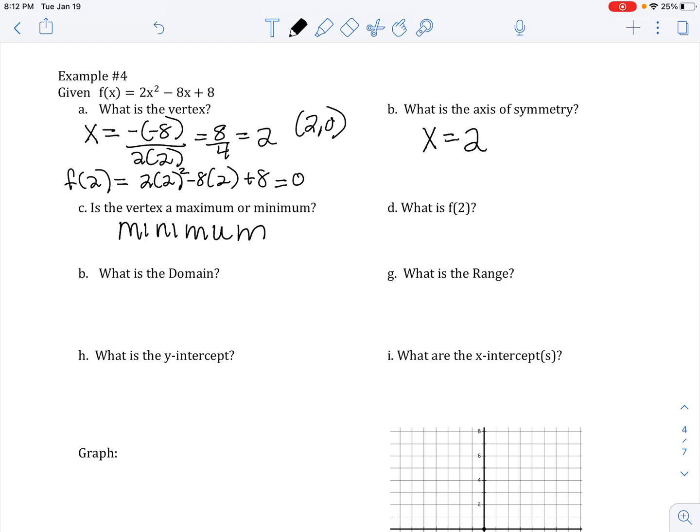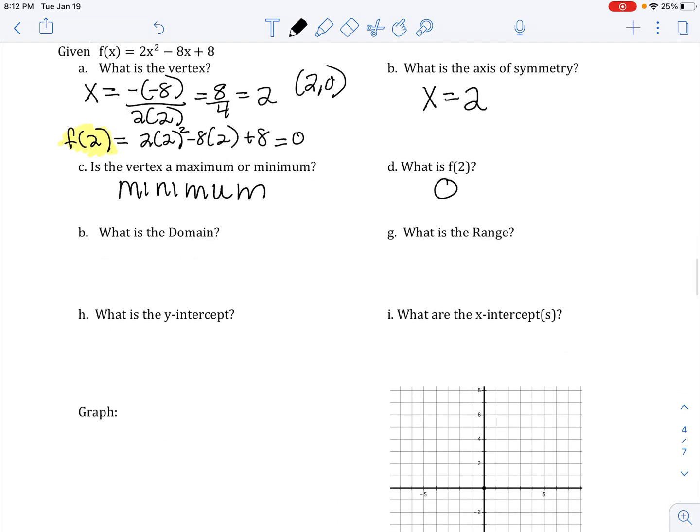Part D, what is f of 2? Okay, I'm going to give you a little hint by highlighting something over here, and then go ahead and put in the box what f of 2 is. And hopefully you put in 0, because we already calculated f of 2.